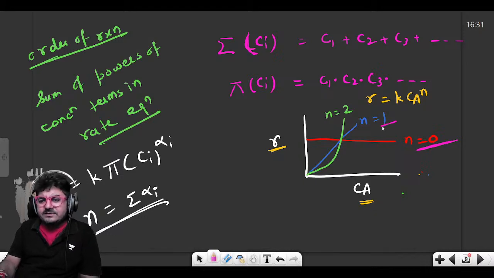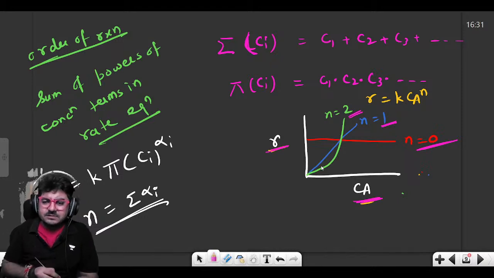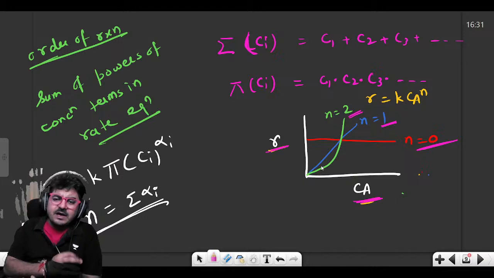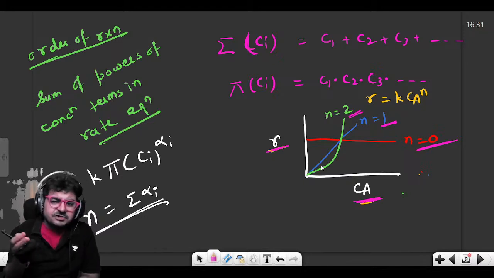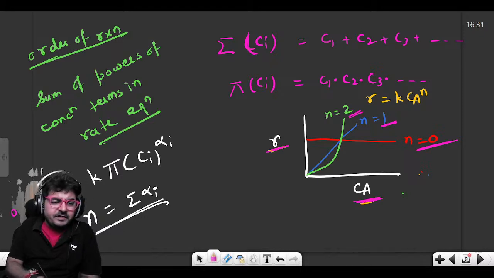If order is 1, you can see that if concentration varies, the rate will also vary linearly. If order is 2, as concentration varies, the rate will vary with the power 2 of that CA. So this is the significance of order of reaction. It signifies how the concentration affects the rate of reaction. So this is overall order of reaction, which tells us the combined effect.